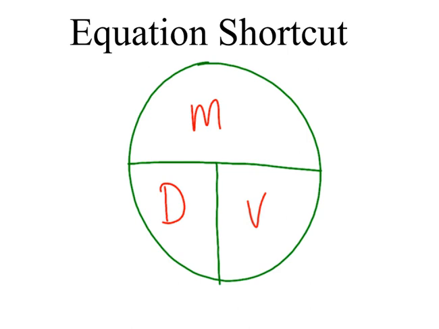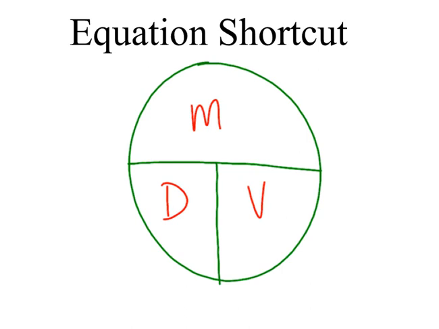And then if I wanted to find volume, I would cover up volume with my thumb or finger, whatever, when I have this drawn on my paper. And then I see mass, and then a line, and then density. So I have mass over density to find volume, right? And then lastly, if I cover up density, then I see mass divided by volume is density. Okay, so that's a nice little shortcut for determining which equation to use.